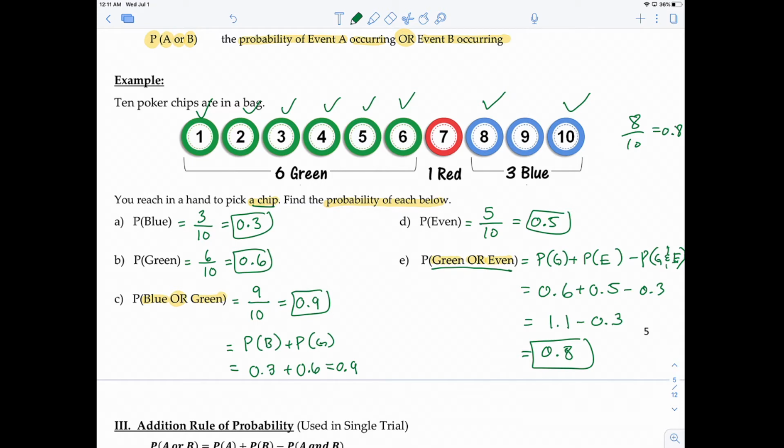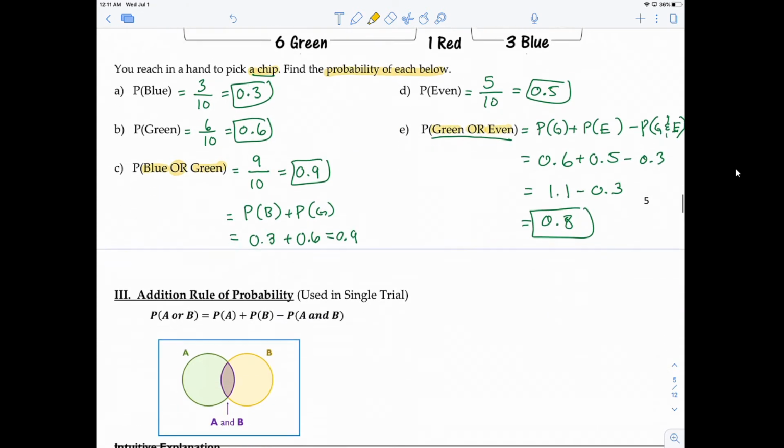So again, a lot of times if you just don't double count, then you don't have to use the addition rule. And a lot of students prefer that. A lot of students prefer not using the addition rule, where you find the probability of the first event and then add it to the probability of the second event, and then subtract the probability of event A and B. So in this case, the probability of green and even.